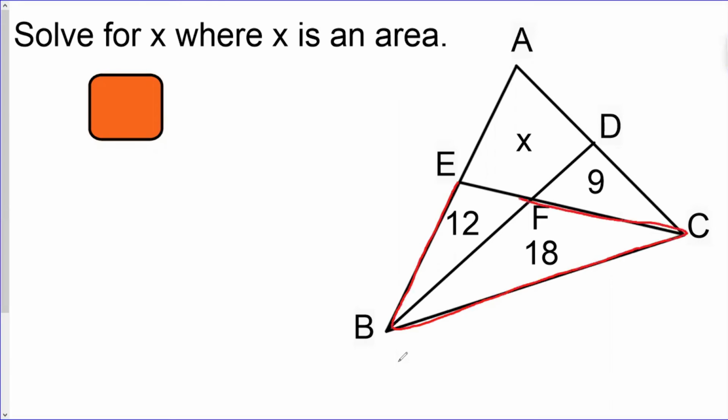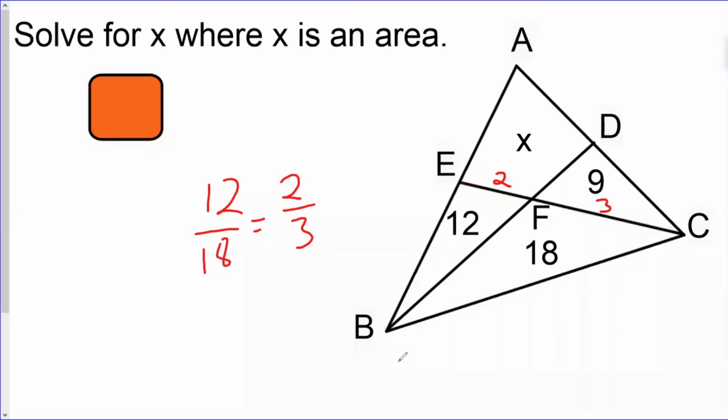So our first thing we're going to realize is we can split this up into big triangle EBC. And we know that the ratio of their areas is 12 to 18. So that means that the ratio of their sides also has to be the same, right? Because they share that same base, EC. So if this is 12 to 18, we can simplify this down to 2/3. So we know the ratio from EF to FC is a 2-to-3 ratio.